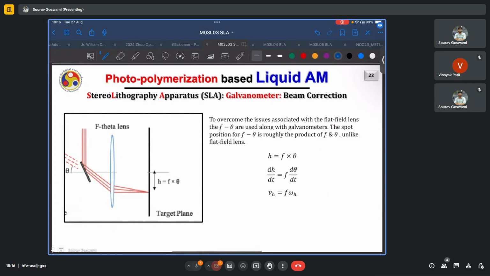Now, an improvement over the flat field lenses is something called the F theta lens. And as the name itself suggests, this is related to the distance of the laser spot from the optical axis, h equaling f theta. Here, when we find the relationship between the scanning speed of the laser spot on the target plane and the angular velocity of the galvanometer, we find that it is directly proportional and related by the constant of proportionality, which is nothing but the focal length of the lens from the target surface. This makes our control system much simpler and easier to handle. The numerical accuracy is far higher, the numerical errors are significantly reduced, and we'll end up with a better print overall.